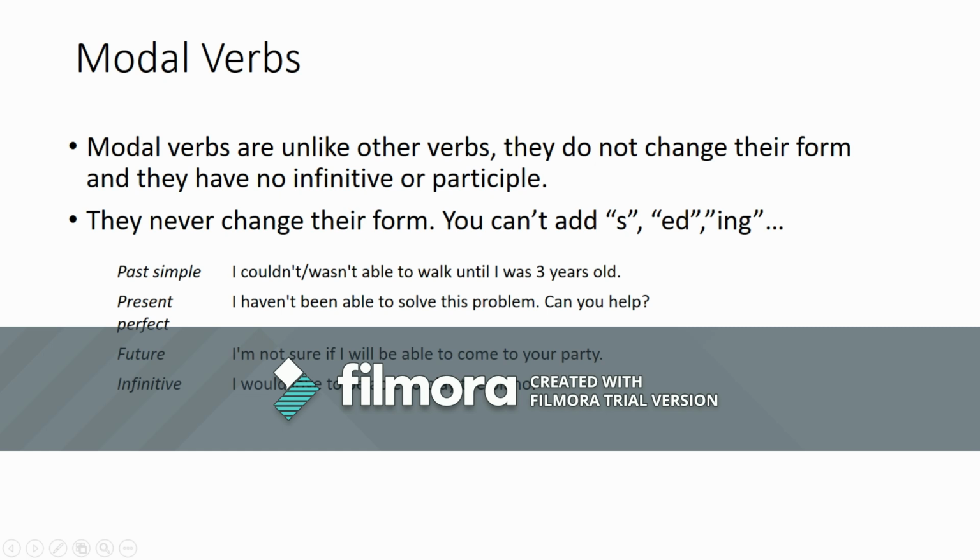Past simple: I could, or I wasn't able to, walk until I was 3 years old. Present perfect: I haven't been able to solve this problem. Can you help? Future infinitive: I'm not sure if I'll be able to come to the party. I would love to be able to play the piano.